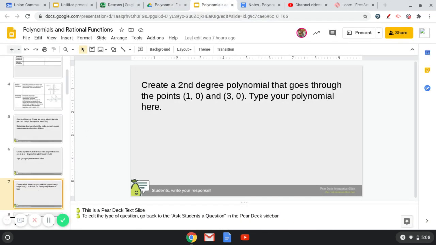So we'll just keep going. Okay, now this is really where we get into the key of things. So create a second degree polynomial. So that means you're going to have an x squared term that goes through the points (1, 0) and (3, 0). So this means the roots are at 1 and 3. So go ahead and pause this video. Just experiment on Desmos and try to find this polynomial.